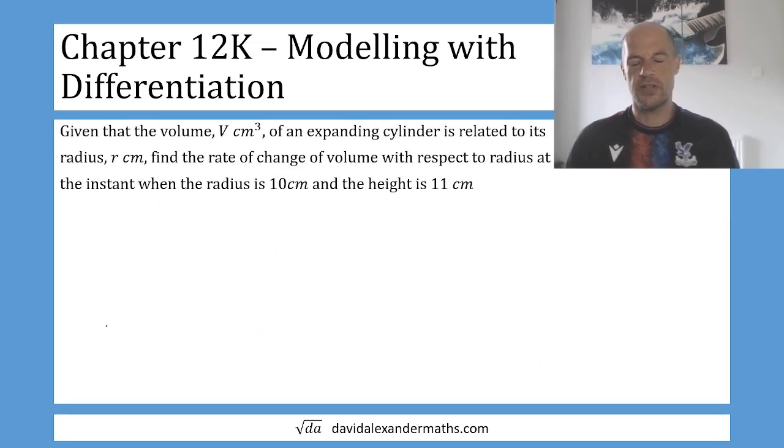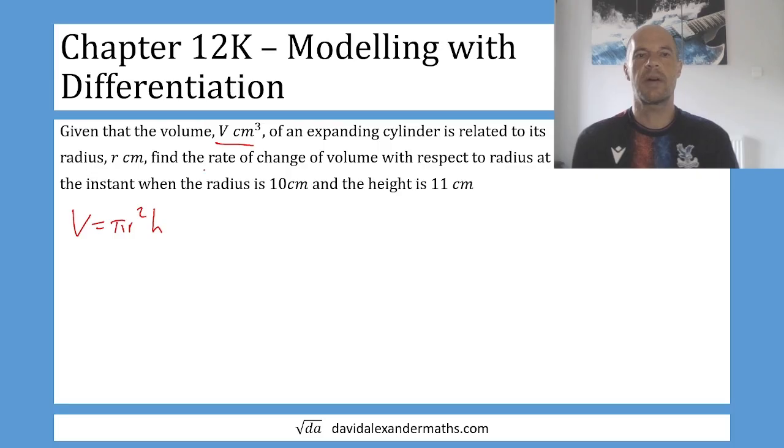Okay, so this is the sort of question where people might get stuck. So what do we need to do here? It says, given that the volume v cubic centimetres of an expanding cylinder is related to its radius r, find the rate of change of volume with respect to radius at the instant when the radius is 10 and the height is 11. Okay, so what is the volume of a cylinder? Well, that is pi r squared h.